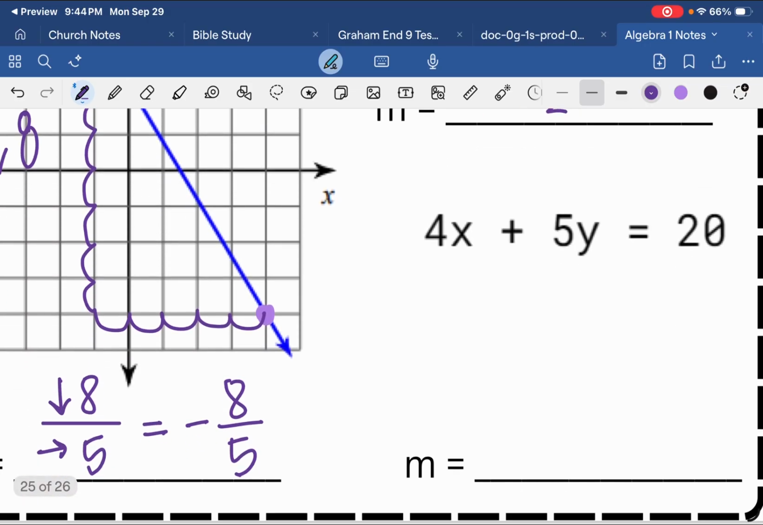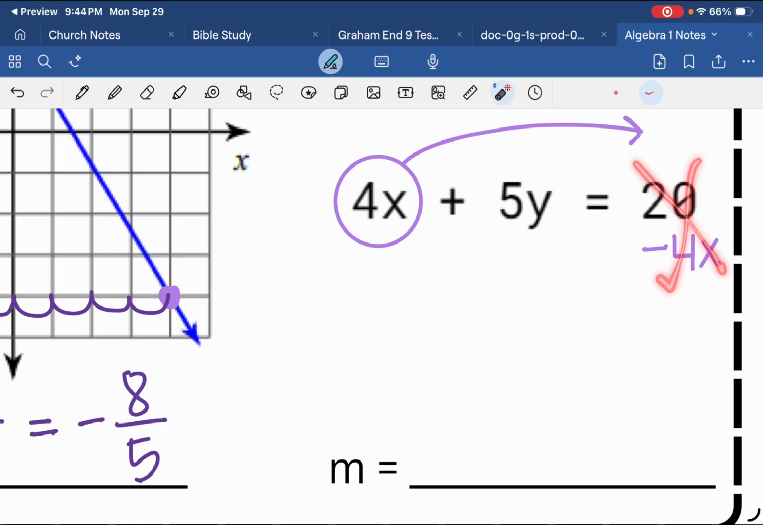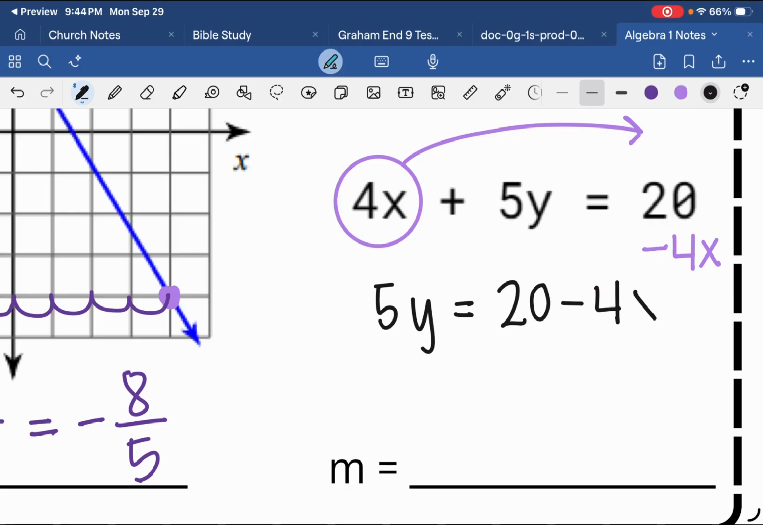All right, but what's wrong with this one? This one's not in y equals, but luckily for you, you guys are very, very good at doing one thing that will help us get to our slope. What do you think that is? Yeah, if you said solving for y, that is correct. So we're going to move x to the other side. So remember, when I move x to the other side, I'm going to subtract it. But I can't physically subtract those, right? So then what I'm left with is a 5y equals 20 minus 4x.